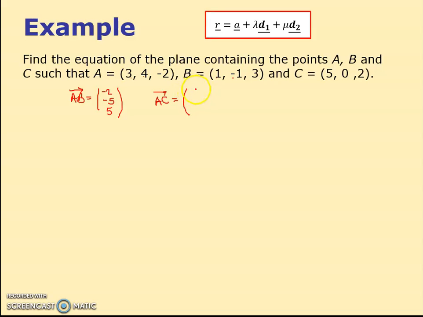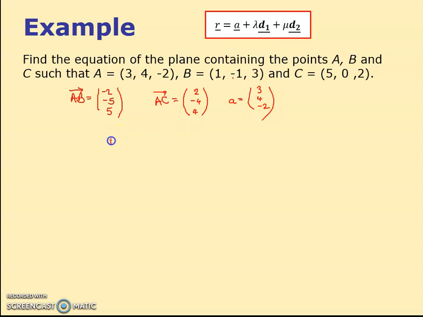And let's hope that my logic was the same last time. 5 take away 3 is 2. 0 take away the 4 is -4. And 2 take away the -2 is 4. Now, I could simplify that. I'm not going to, just in case I've done the same. I just now need a point in the plane, which is probably going to be my A. So my A, if you like, is this first point, 3, 4, -2.